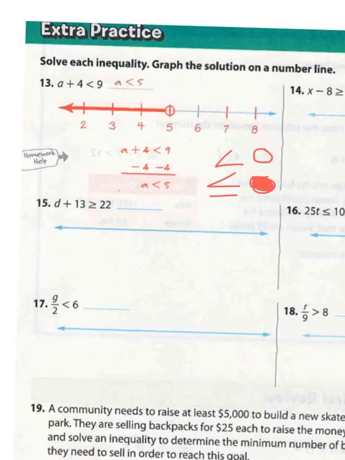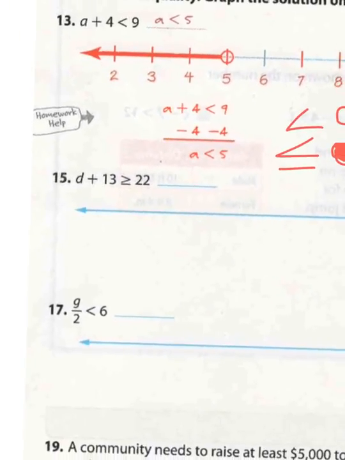So let's look at the next one, I'm going to skip to number 15. So the equation says d plus 13. I'm just going to write it over here. D plus 13 is greater than or equal to 22.